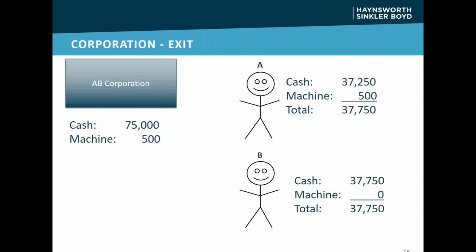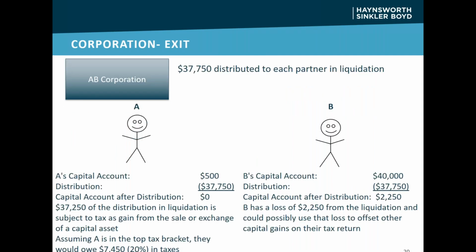So upon exit, again, we're going to distribute $37,750 to each partner in liquidation, assuming A started with its $500 capital account for contributing the machine. Then there's the $37,750 distribution. The $37,250 of the distribution that exceeds the basis is going to be subject to tax as a gain from the sale or exchange of a capital asset. And assuming A is in the top bracket, they're going to owe $7,450 in taxes at the 20% rate.